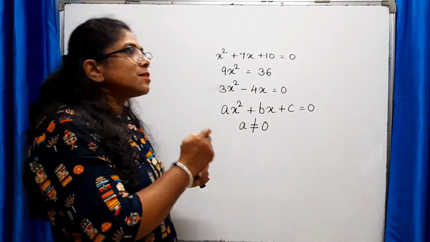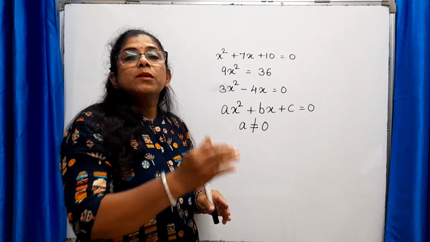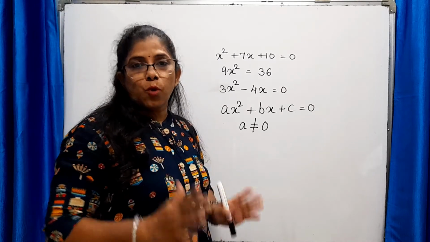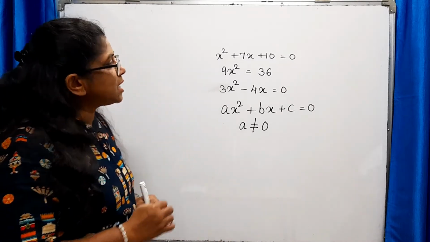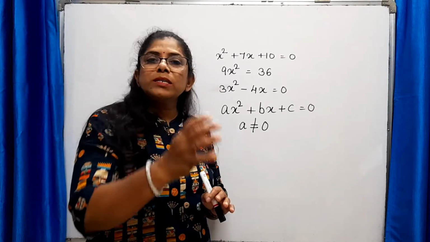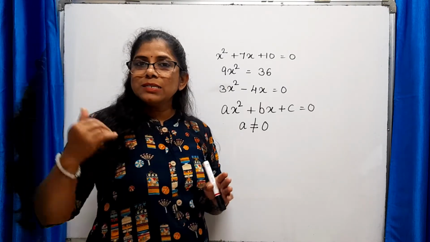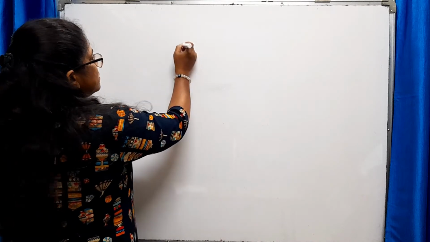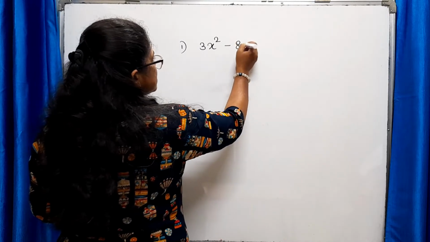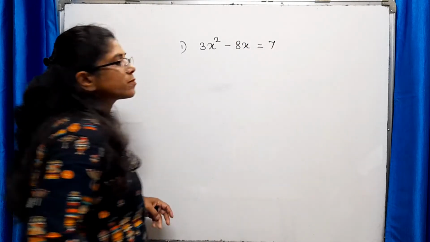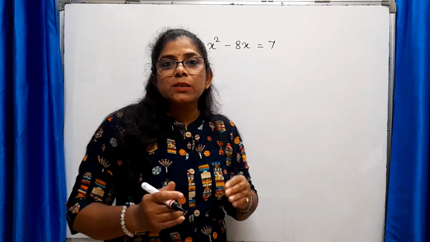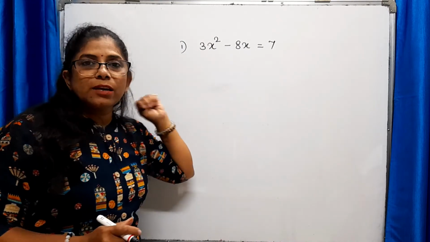So here starts the first type of question based on this chapter, that is write the given equation in standard form. Write the given equation in standard form and write the values of a, b and c. So let us solve only two examples of writing the values of a, b and c. First example, 3x square minus 8x is equal to 7. Now always when the question is to write the values of a, b and c, you have to write the given equation in the standard form first.